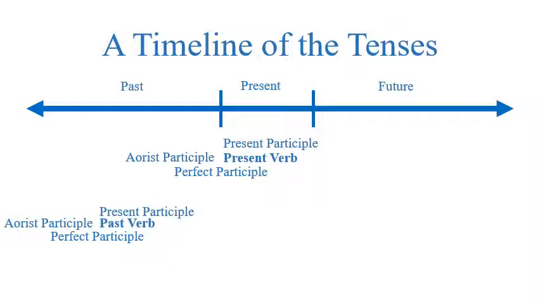If we move to a past verb that goes with a participle, we see that everything happens in the past. The present participle happens at the same time as the past verb. The aorist participle happens more in the past than the past verb, and the perfect participle starts earlier in the past, but then becomes contemporaneous with the past verb. We'll revisit this after we look at our Greek sentences, and hopefully it will make more sense then.